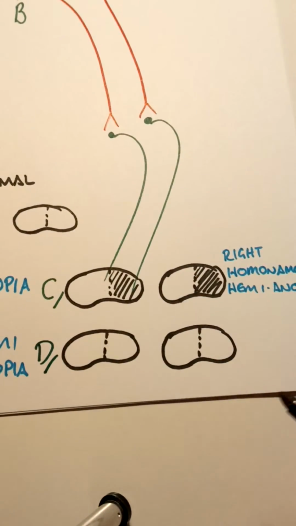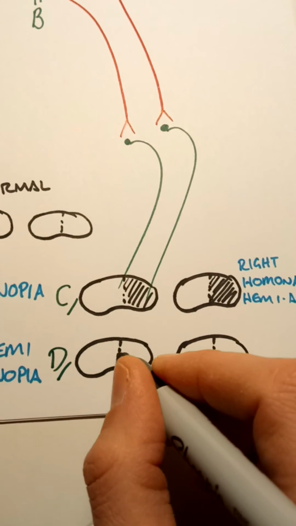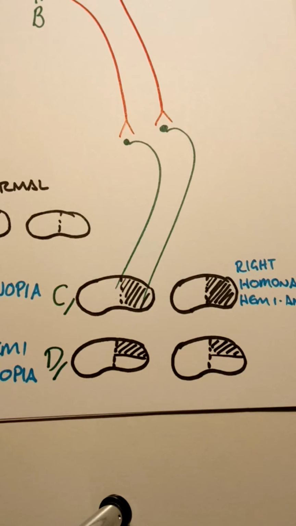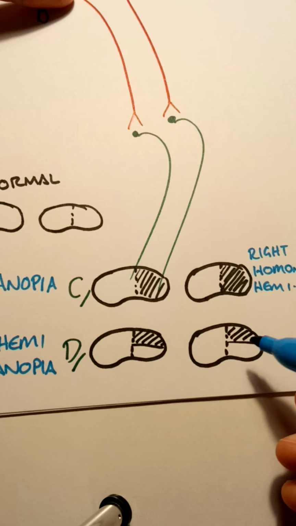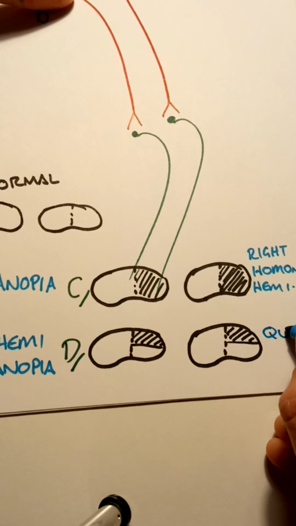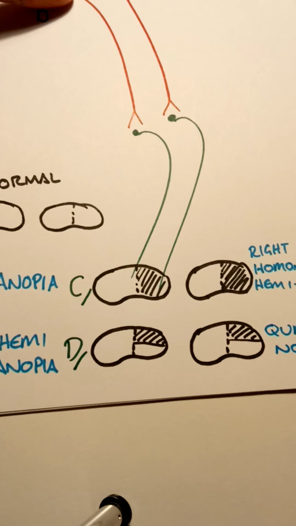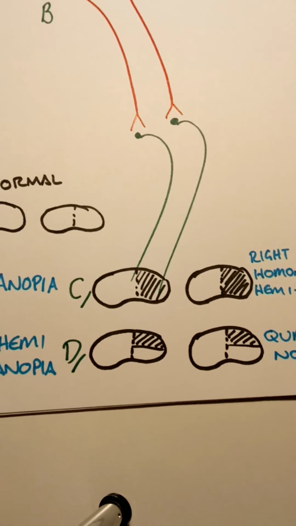Now this is difficult. This affects quarters of the eye. And this is called quadranopia, which is quarter blindness. Okay, so once the lesion gets into the optic tracts, this is what occurs, is quadranopia.